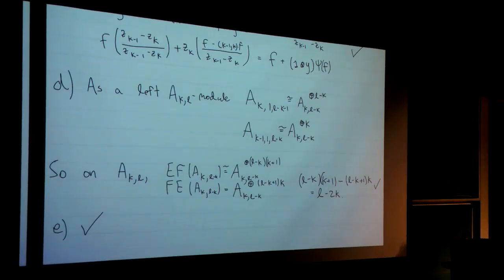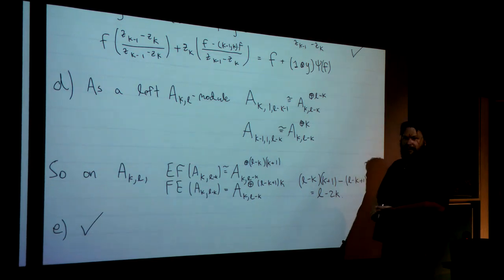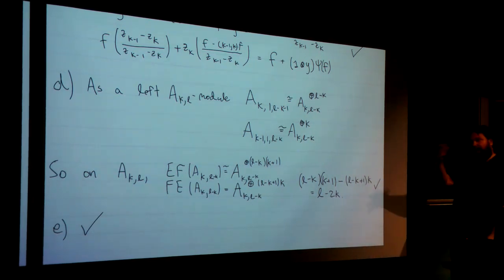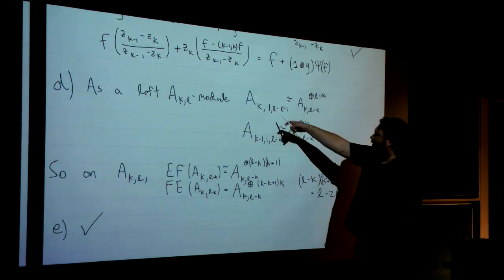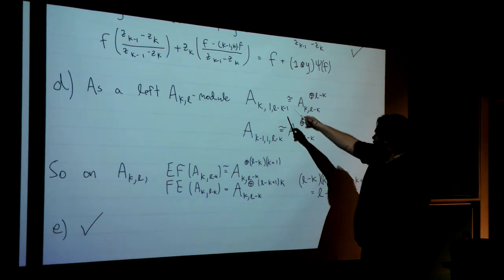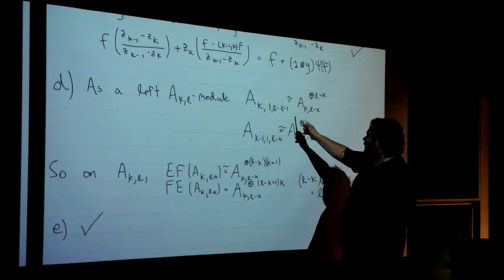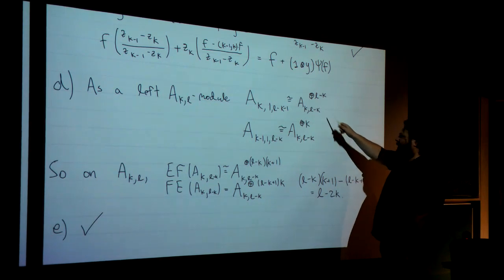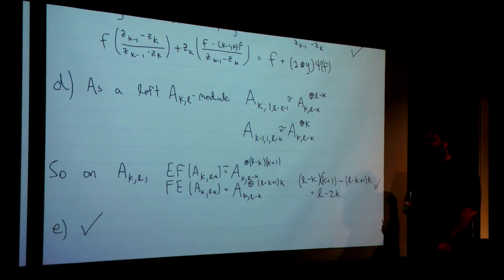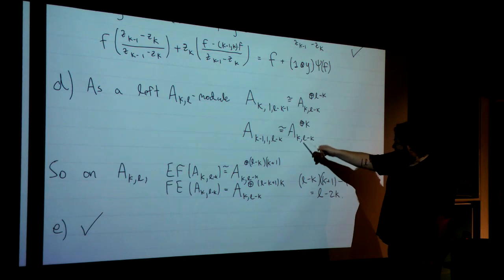All right, and then finally, I need to check that I actually get the sl2 relations. It's enough to check this acting on a free module, because then I can just tensor my whole calculation with any other module. So when I do this on a free module, I basically just use these facts multiple times. If I look at one of these bimodules as a module, it's a free module of rank L minus k. If I look at the other as a free module, it's rank k.